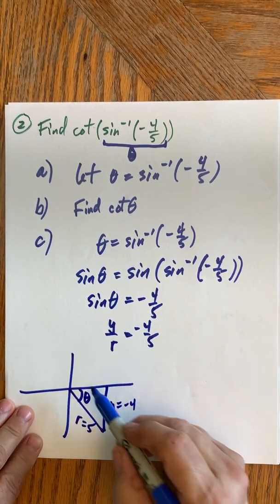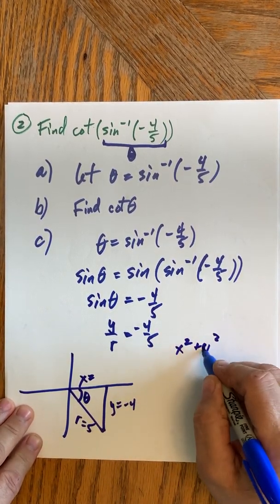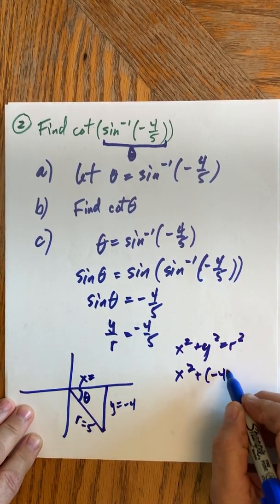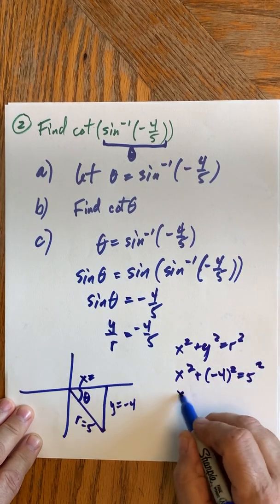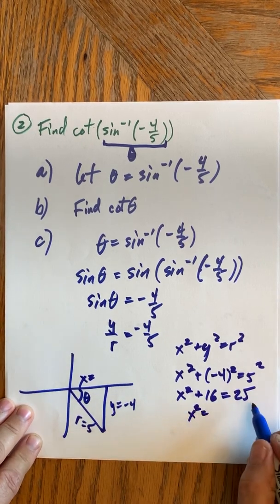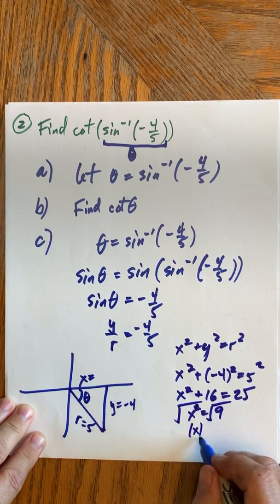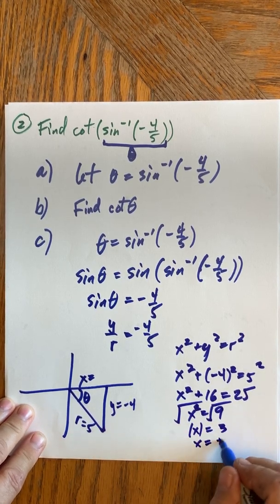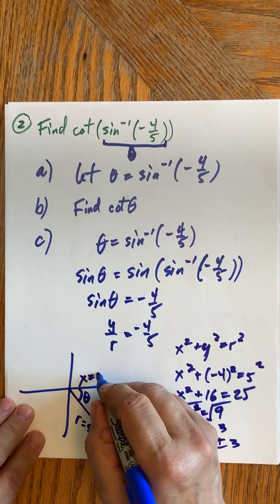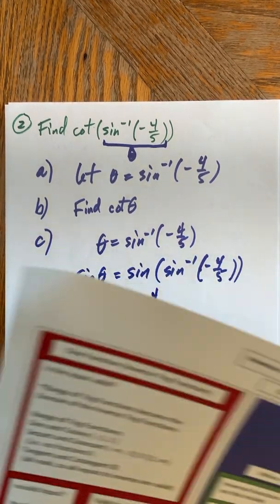Now I use the Pythagorean Theorem to find x. So I say x squared plus y squared equals r squared. So x squared plus -4 squared equals 5 squared. x squared plus 16 equals 25. So x squared equals 25 minus 16, or 9. Take the square root, right? So I get the absolute value of x is 3. So x is technically plus or minus 3. However, I know I'm in quadrant 4, so x is positive, so x is 3. Okay? Now that I have all three, I have all the information I need, a right triangle.